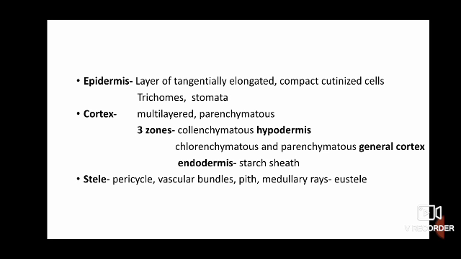Then coming to the stele. Stele comprises of the pericycle, vascular bundles, pith, medullary rays, and so it is also called as a eustele. Stele here in dicot stem is eustele or a true stele.